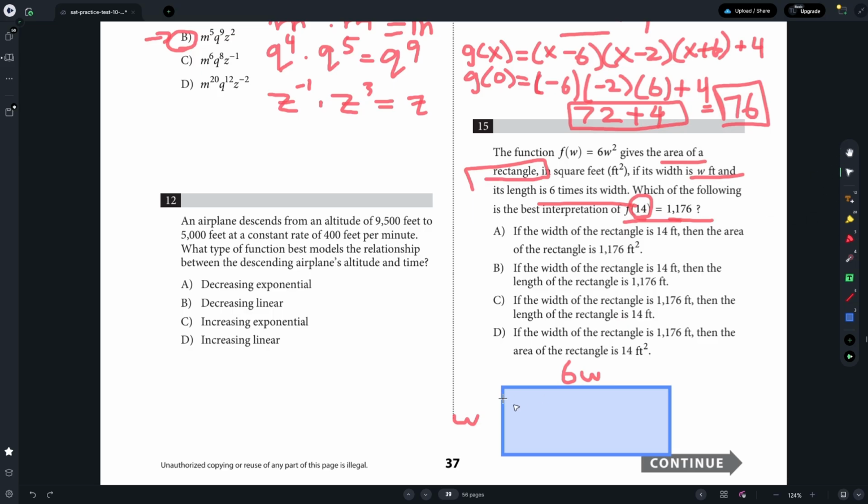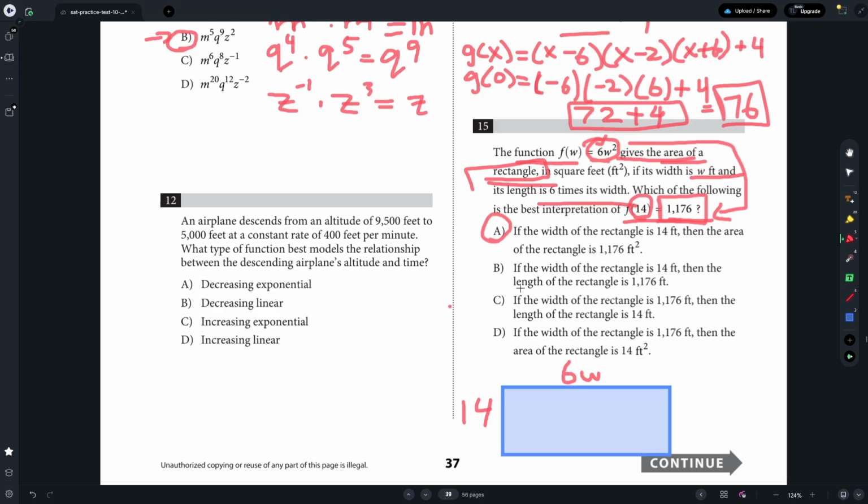So we can actually replace this with 14. And now it says it equals 1176. And it says the function gives the area of the rectangle. So the result of this function, 6w squared, right, which is length times width, is the area of the rectangle. And we know right here, the area is 1176. If we look at the choices here, the correct answer would definitely be this one, A.